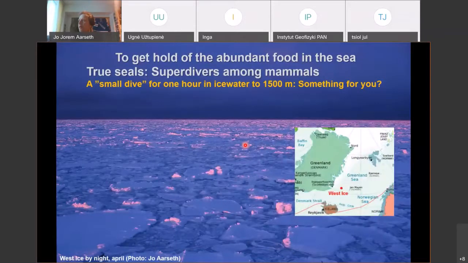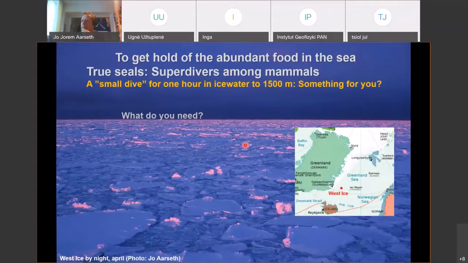Okay, now we will look a little bit at the true seals, which are the super divers among mammals. They are actually able to dive for 1 hour in ice water, and down to 1,500 meters, which is very deep. And they have lungs, as we do, so they breathe in air. It's very interesting to find out how they are able to do that.